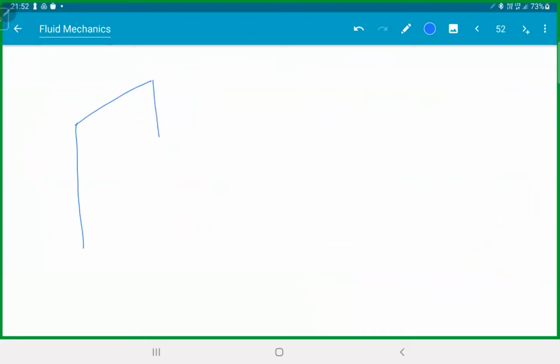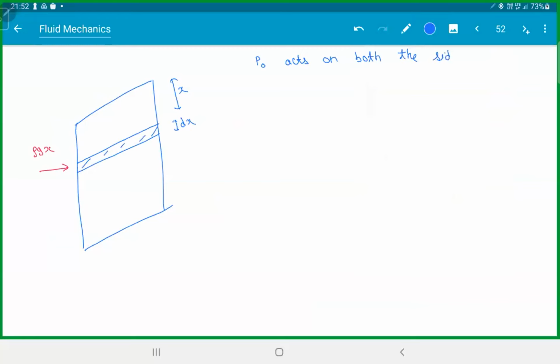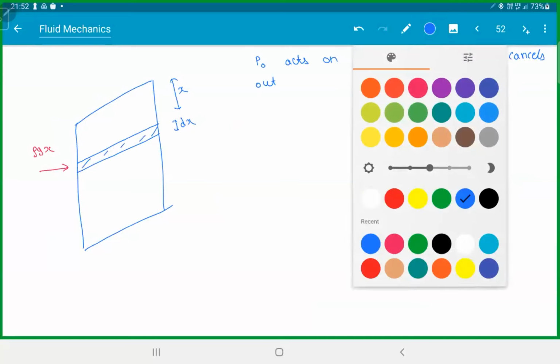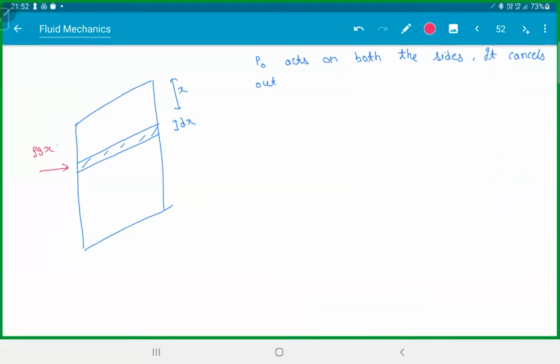So if I take the sheet here, at a distance x, take a thin strip dx. On this thin strip, the force will be rho g x. We are not taking P naught because P naught is acting on both the sides. It will cancel out. Left and right, both the sides, the atmosphere is there, so it cancels out. So this will be rho g x into area.